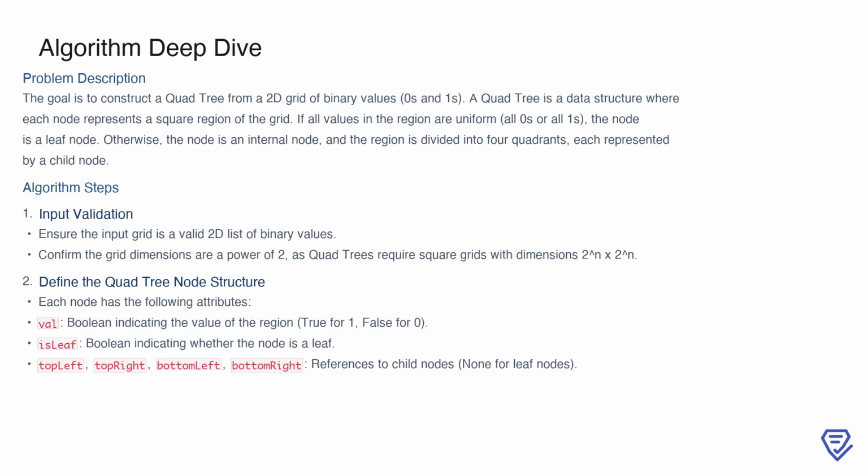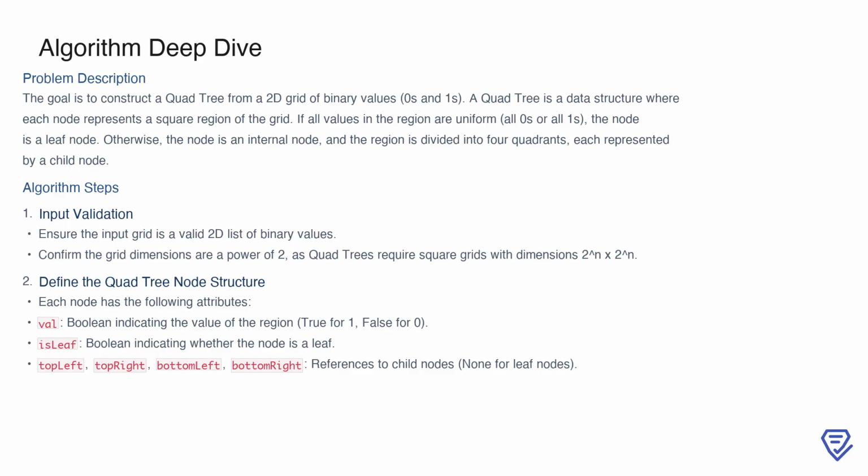The problem we are solving is to construct a quad tree from a 2D grid of binary values, which are either zeros or ones. A quad tree is a hierarchical data structure where each node represents a square region of the grid. If all values within the square are the same, either all zeros or all ones, the node is classified as a leaf node. Leaf nodes contain the value of their region and do not have any child nodes.